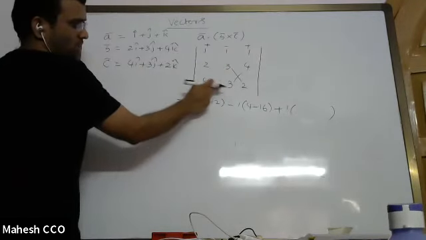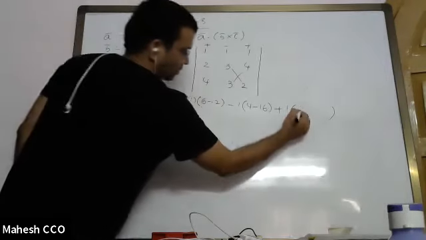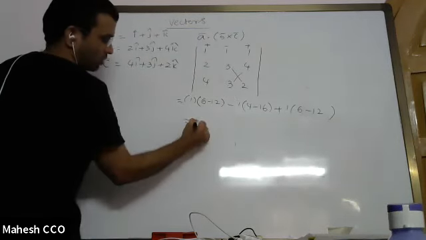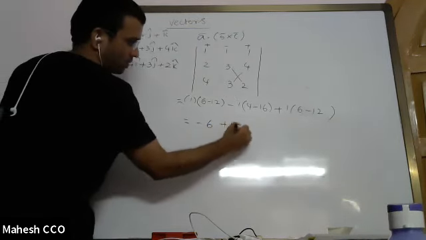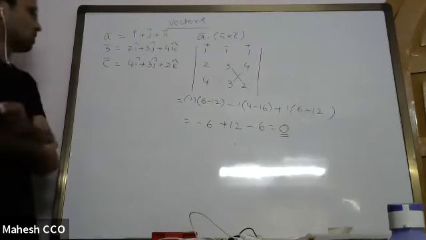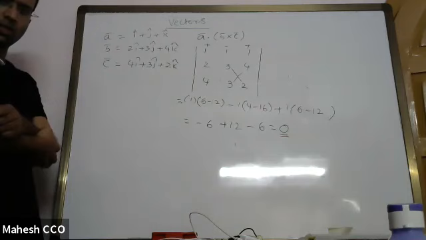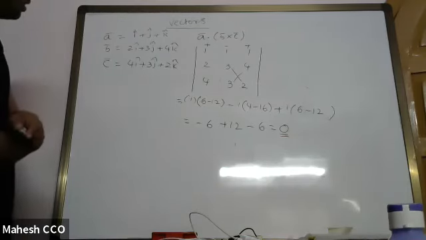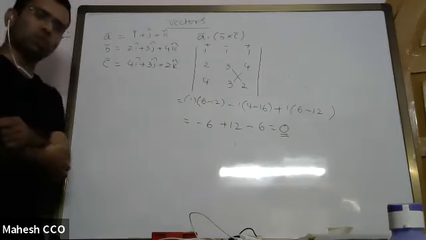2 into 3 is 6, 4 into 3 is 12. So 6 minus 12. So ultimately I have 6 minus 12, here is minus 6, here it is plus 12, minus 6 again. So the answer actually is 0. Somehow the answer has come out to be 0, which is okay. There is nothing wrong in it. You can once again check it, and I think it is fine. So the box ABC is 0.